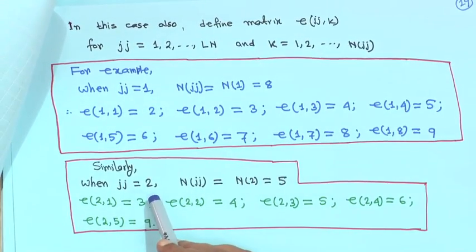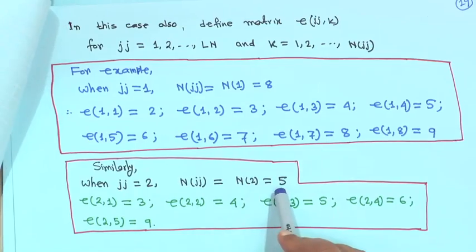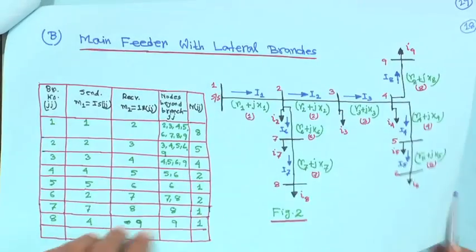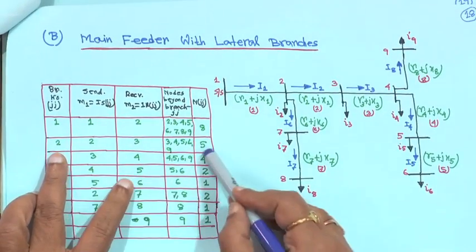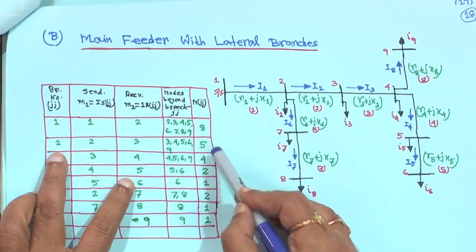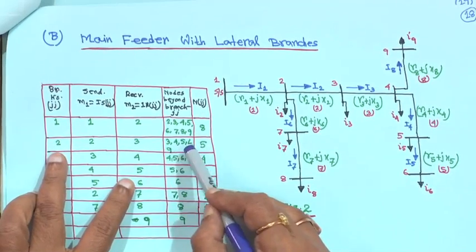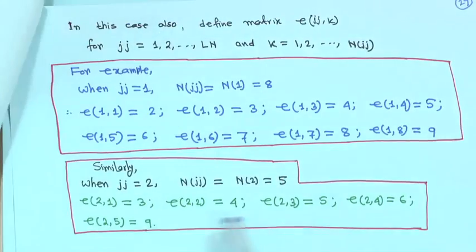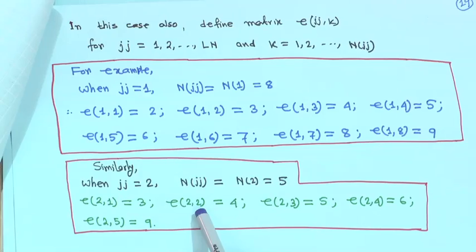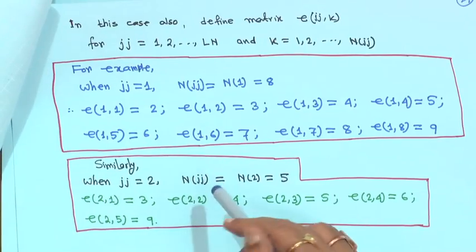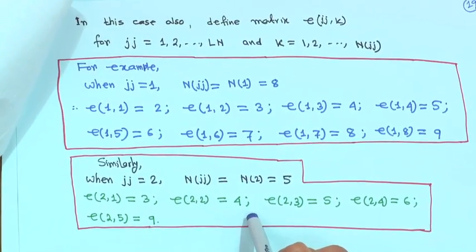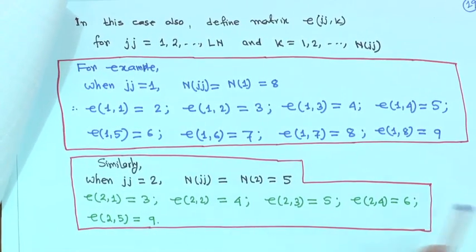Similarly, when J is equal to 2, NJ is equal to N2, which is 5. Look at this, when J is equal to 2, N2 is 5, and that means your E21 is 3, E22 is 4, E23 is 5, E24 is 6, E25 is 9. This way, I have given these elements to you such that you can easily form the matrix and put it in the computer for reading.